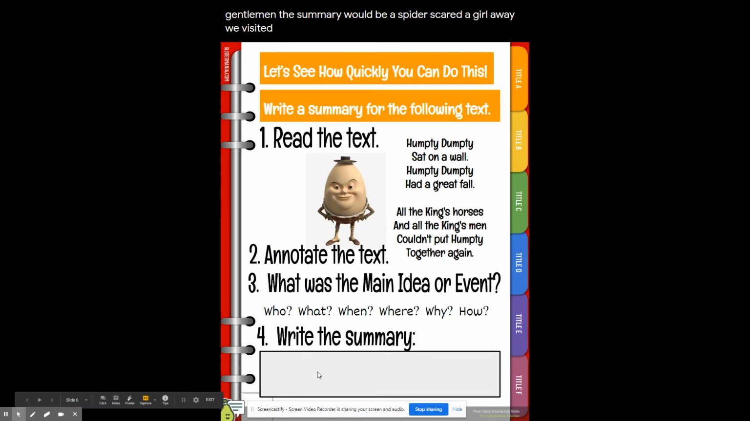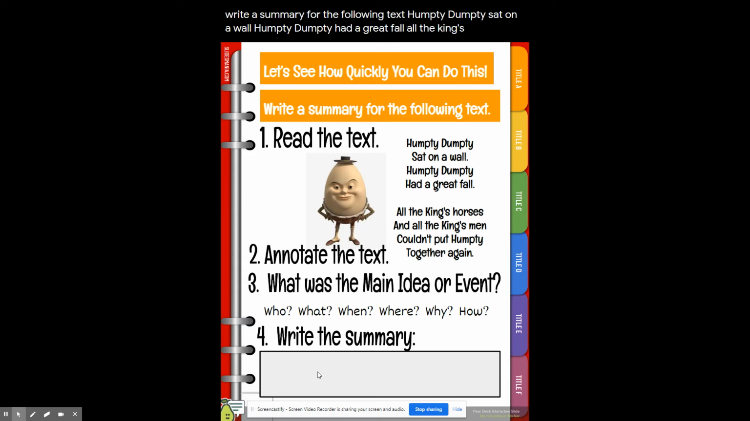We visited earlier Humpty Dumpty. Let's see how quickly you can write a summary for the following text. Humpty Dumpty sat on a wall. Humpty Dumpty had a great fall. All the king's horses and all the king's men couldn't put Humpty together again.